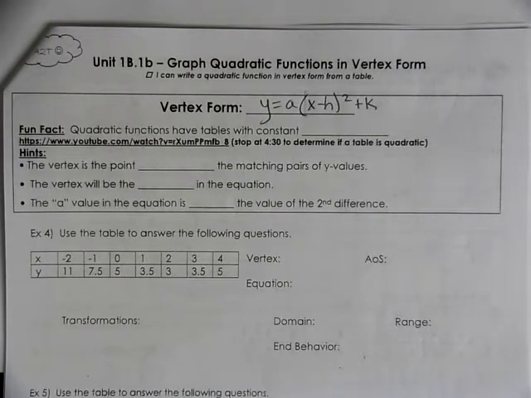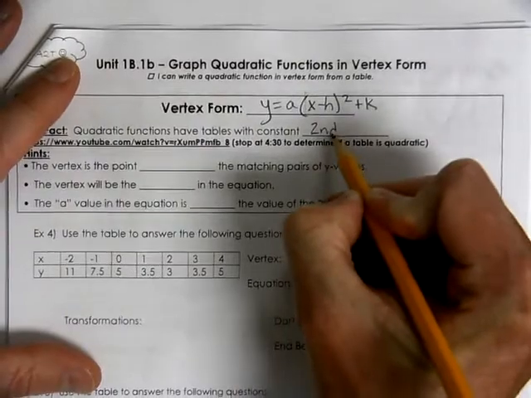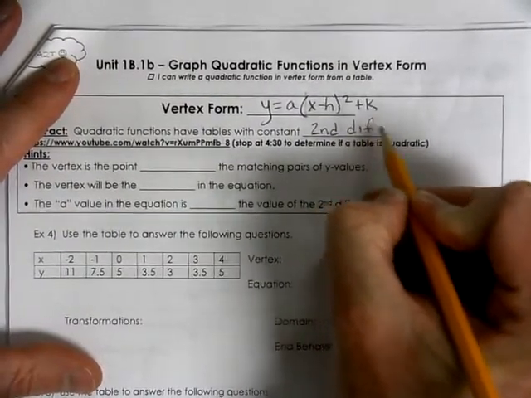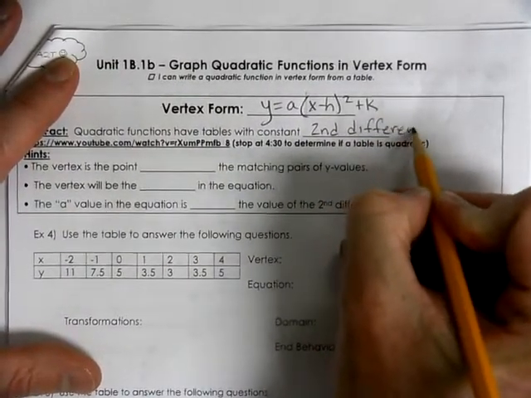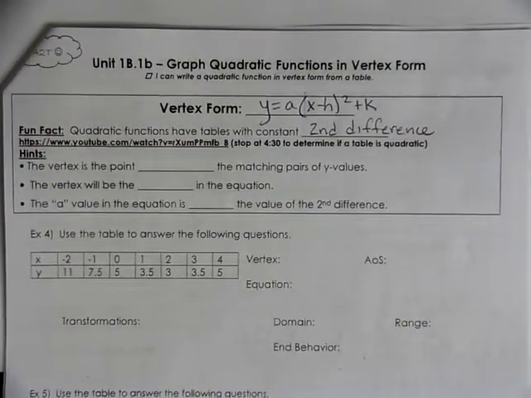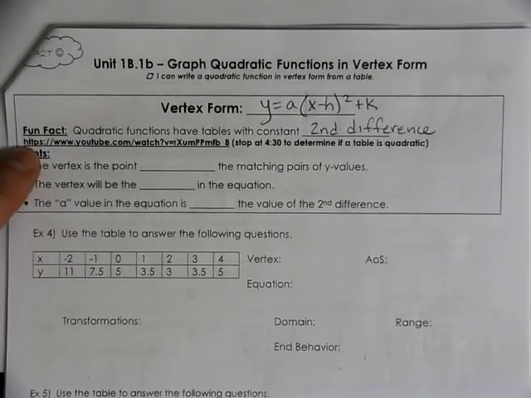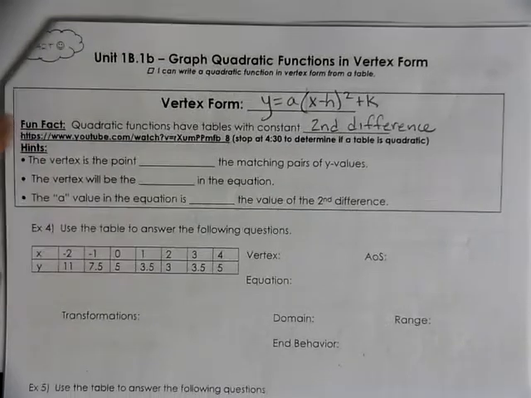When we look at a quadratic function in a table, we know that the second difference is going to be a constant number. The second difference is going to be a consistent value in each of our tables. There's a video here that you can click on and you'll see a bit of what we're talking about.